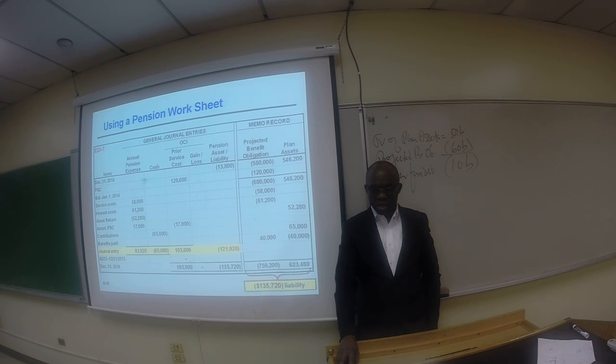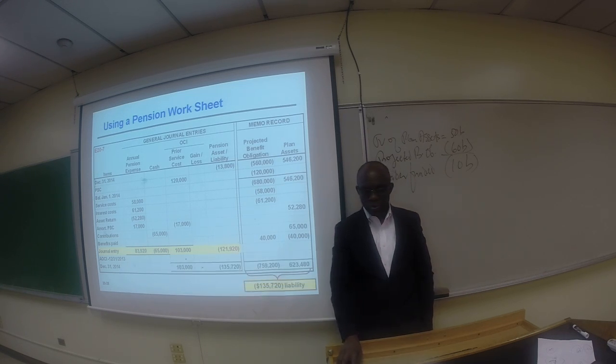Take a look at what happens. The $121,920 plus $13,800, of course we were short from the get-go, gave us $135,720. So therefore, if you take a look at the last two columns, you see the difference is $135,720. So we have an underfunded pension plan of $135,720.